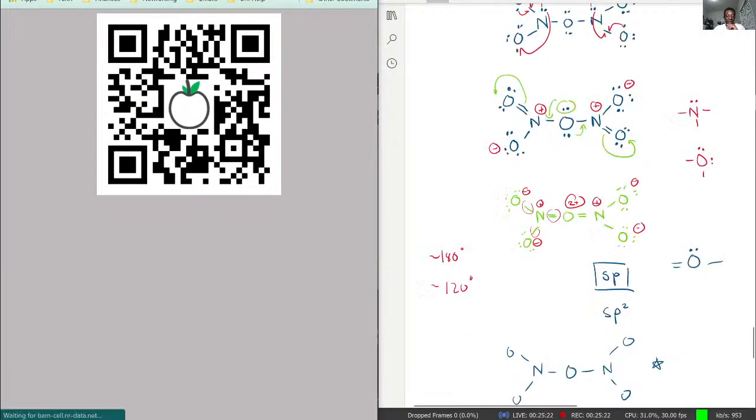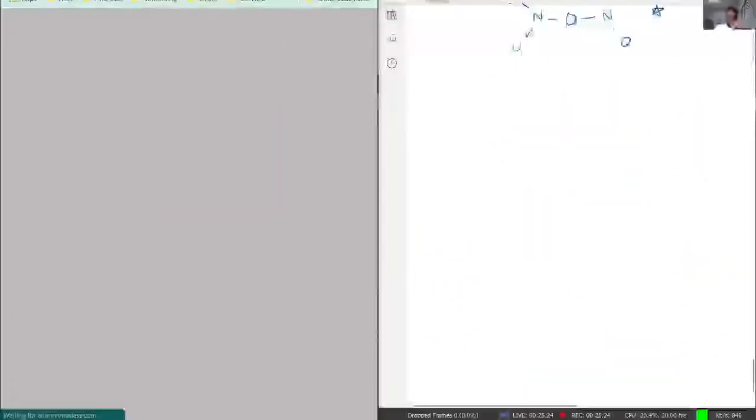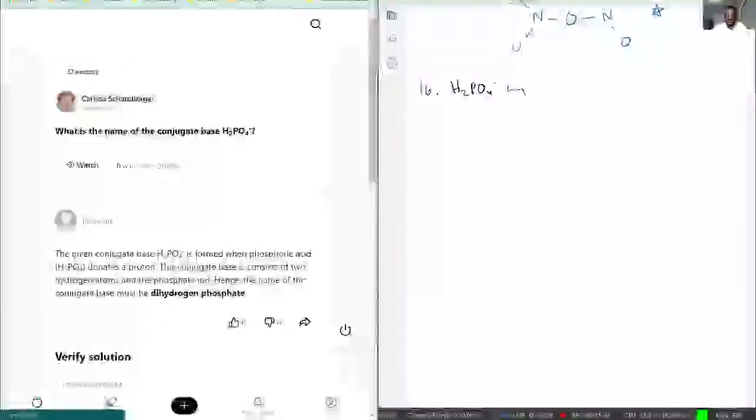So now for question number 16, we have, what is the name of the conjugate base of H2PO4 minus? So first of all, we need to know what the conjugate base of this would be. So we have H2PO4 minus as the acid, plus H2O, which would serve as the base here in this case.